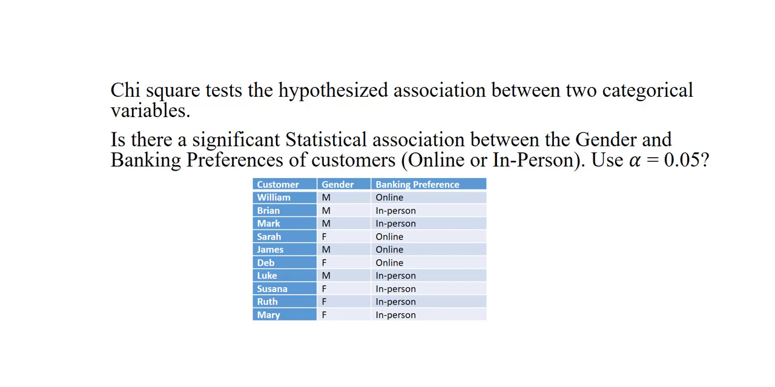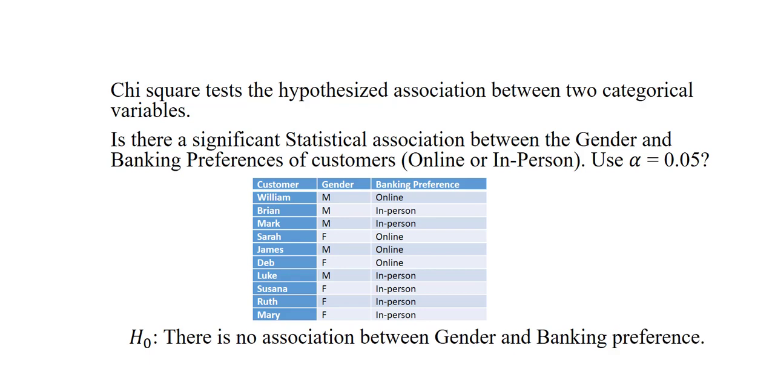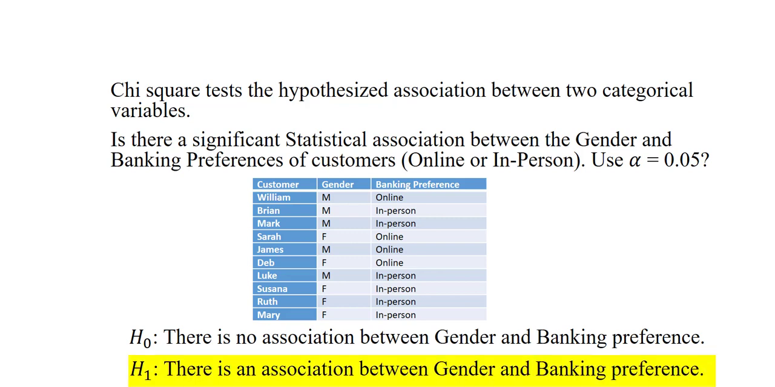To be able to perform this test, we need to test the hypothesis. The null hypothesis, there is no association between gender and banking preferences, versus the alternative, there is an association between gender and banking preferences. To be able to do this, we will be taking our data into SPSS and then we will be performing the analysis.